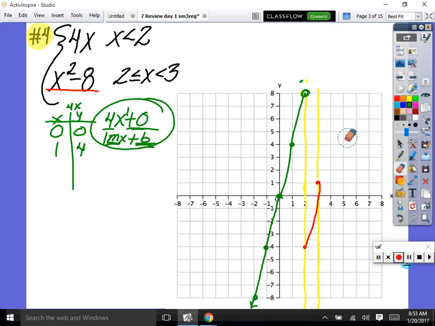So now it's including 2. So go to 2, go down to your function and put a solid dot. It's not including 3. Go over to 3, go up to your function, put an open dot. That's what that should look like.